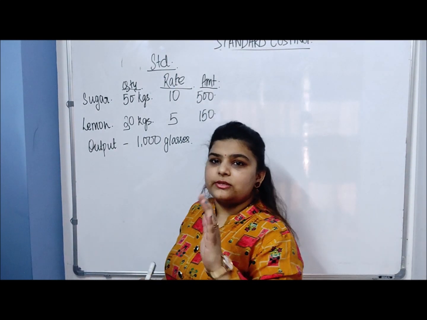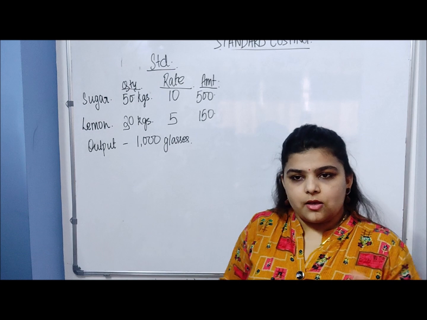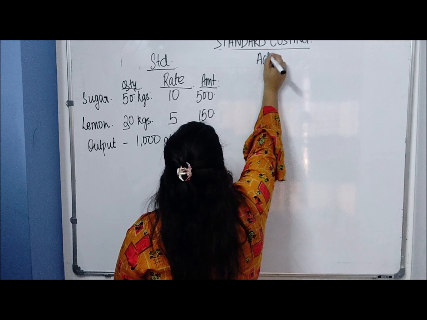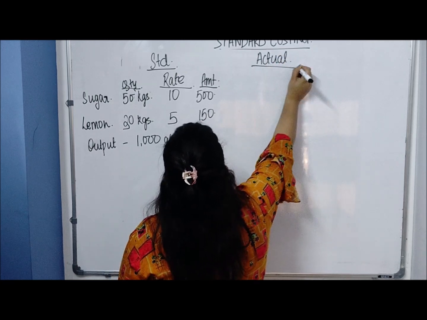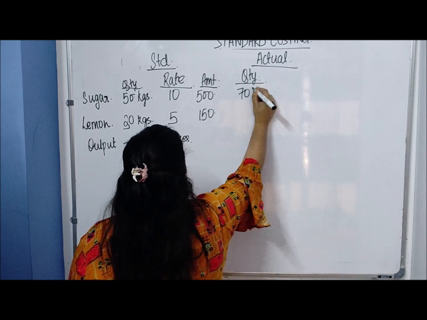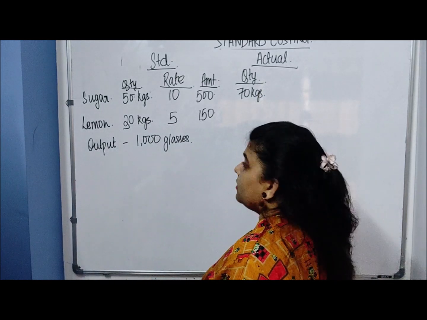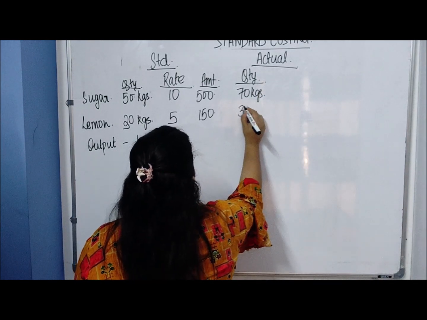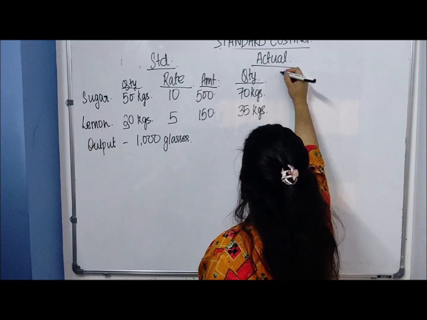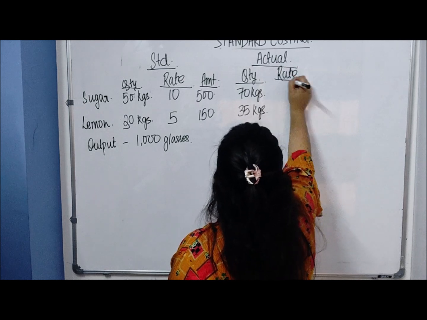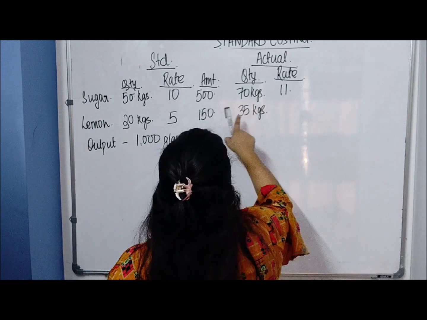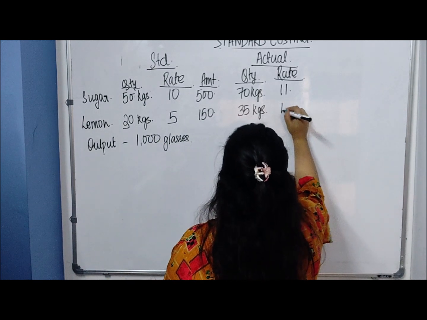Now coming to my actuals. Now I am standing on 31st May. The whole month is over. I have the actual figures with me. So let us say the actual quantity: I have used 70 kgs of sugar and I have used 35 kgs of lemon. With this, I have purchased sugar at a rate of, let us say, 11 rupees and lemon at, let us say, 4 rupees.